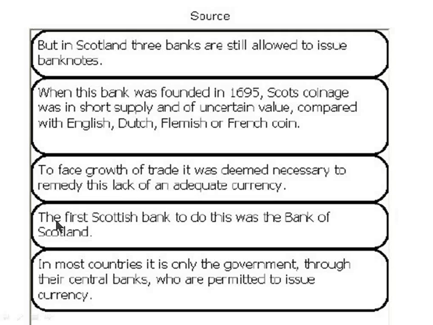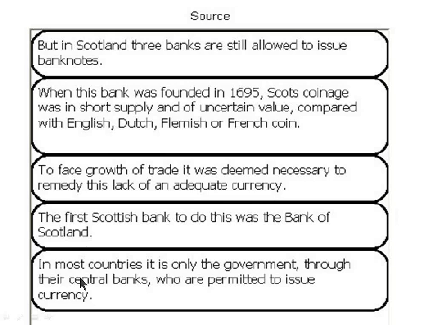So next is, the first Scottish bank to do this. Again, to do this. There's some particular type of work or there is something which was done previously. So that's why they have said that the first Scottish bank to do this, some particular work. So this can't be the independent sentence as well. Next is, in most countries it is only the government through their central banks who are permitted to issue currency. So this is an independent sentence. If you read it again, you may notice that it can survive alone without help of these sentences. So this is our first sentence.